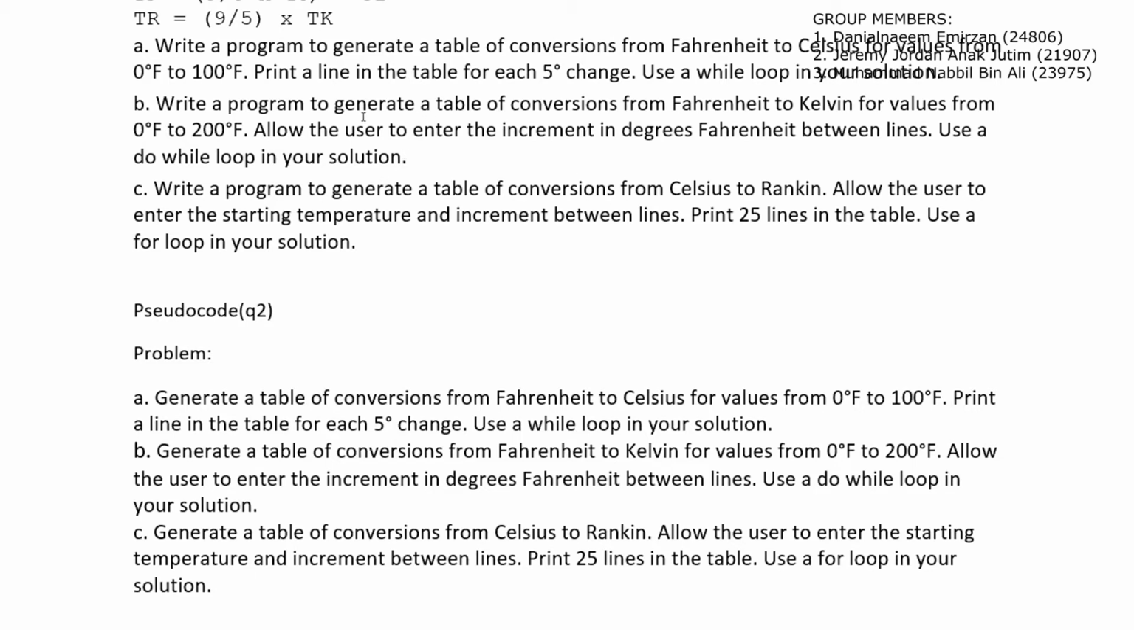For question B, write a program to generate a table of conversion from Fahrenheit to Kelvin for values from 0 degrees Fahrenheit to 200 degrees Fahrenheit. Allow the user to enter the increment in degrees Fahrenheit between lines. Use a do-while loop in your solution. For C, write a program to generate a table of conversion from Celsius to Rankine. Allow the user to enter the starting temperature and increment between lines. Print 25 lines in the table and use a for loop in your solution.